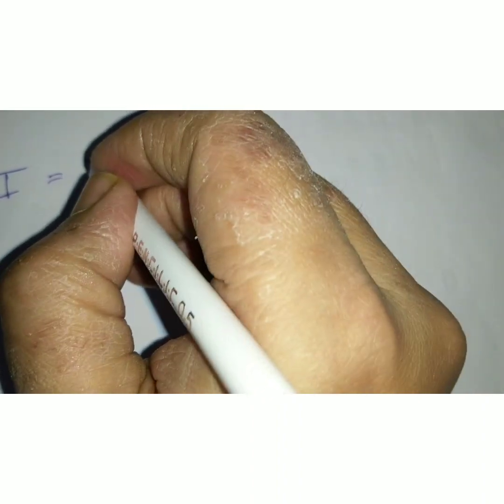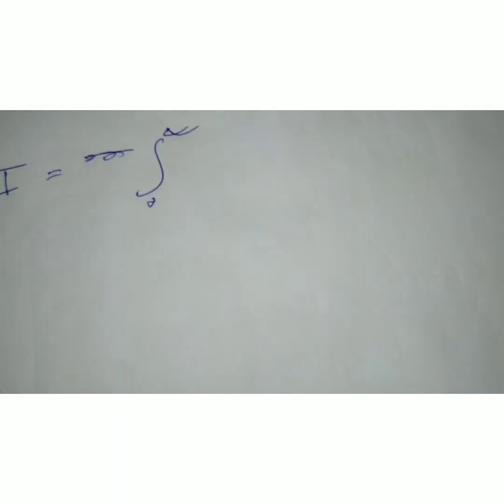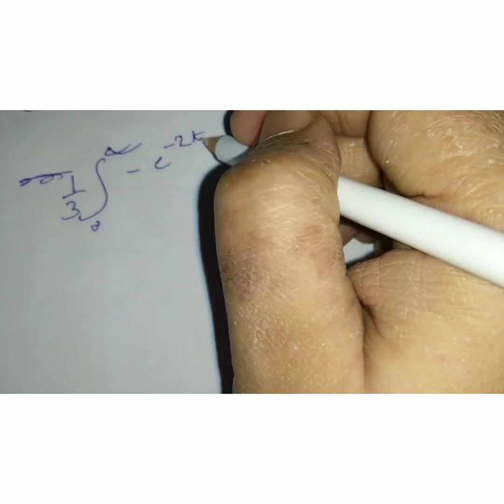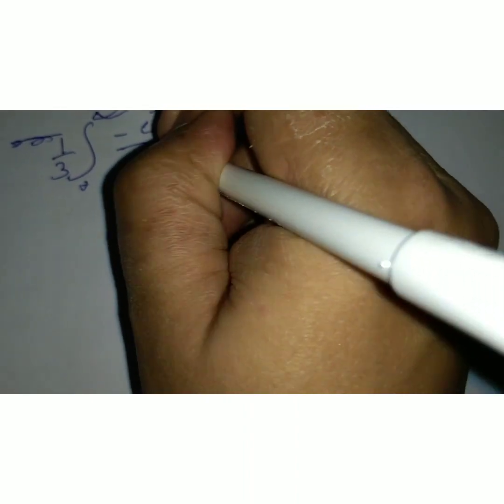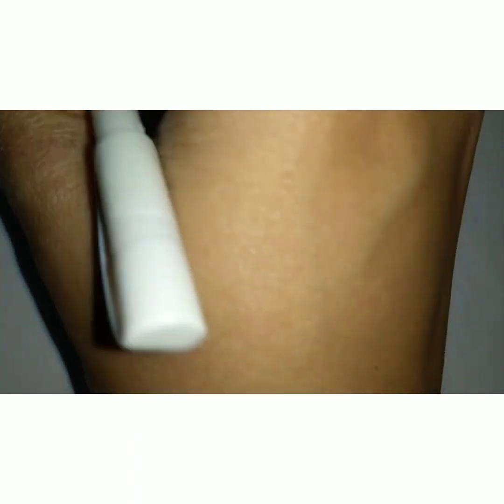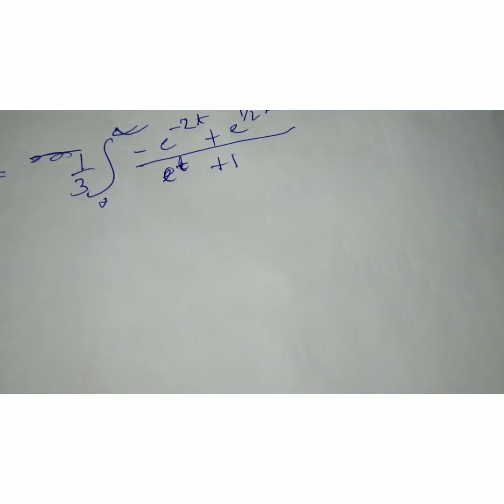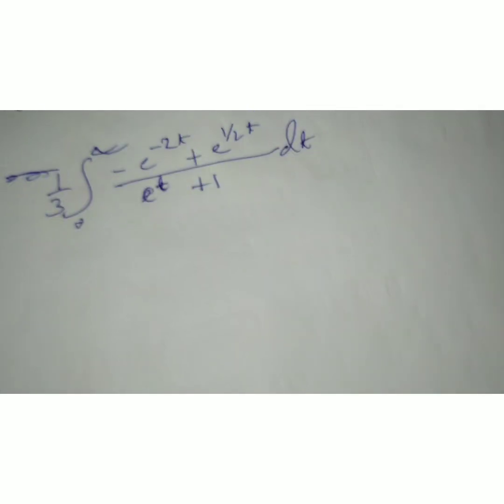I is equal to the integral from 0 to infinity of 1 by 3, minus e to the power minus 2t, plus e to the power minus half t, divided by e to the power t plus 1, dt. I apply this formula. Another is plus the integral from 0 to infinity of e to the power minus half t divided by e to the power t plus 1, dt.